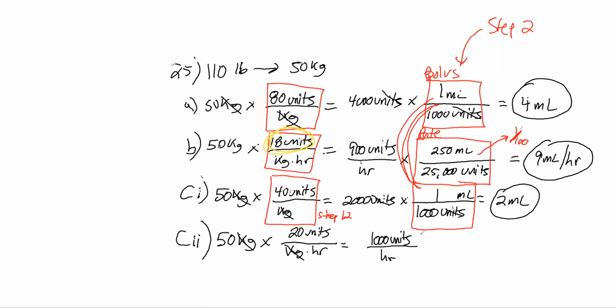We don't want units per hour, we want milliliters per hour. So I'm going to use the infusion rate constant, or just basically what's in the IV bag, and we're just resetting this. That's where you use the 250 ml and the 25,000 units of heparin. Again, you know you've done it right because you've eliminated everything but what you're looking for, which is milliliters per hour. And your answer is 10 milliliters per hour.